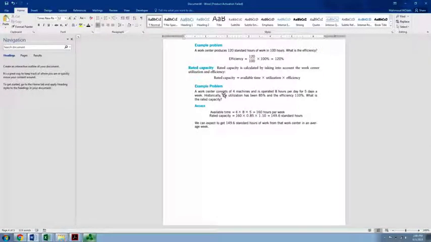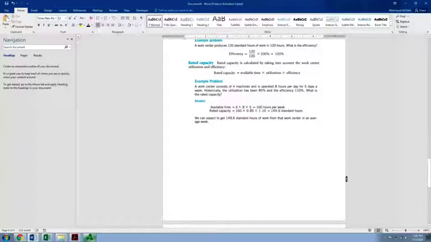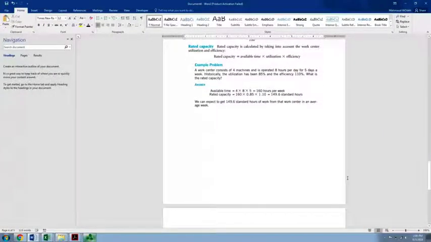Rated capacity would be 160 times 85%, which is the utilization, times 1.1 or 110%, and that will give you 149.6 standard hours. This is the rated capacity, and it is actually more accurate than the demonstrated capacity, because demonstrated capacity is based on the history and you don't know what the environment was on that day, but the rated capacity is based on efficiency, utilization, and available time.